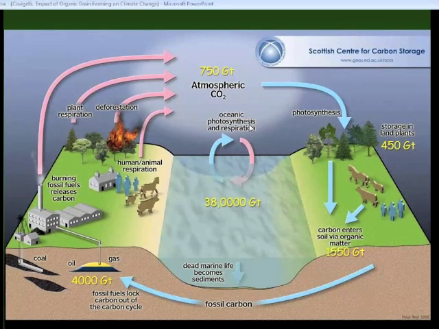So one thing I want to emphasize with this graph is that CO2 can be both introduced to the atmosphere, but it can also be removed. And those two processes are going on constantly.